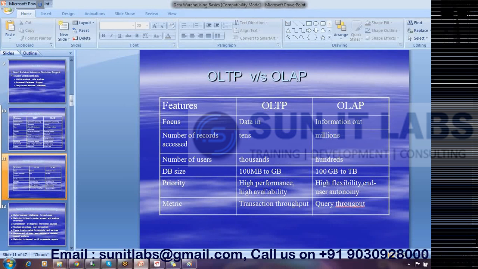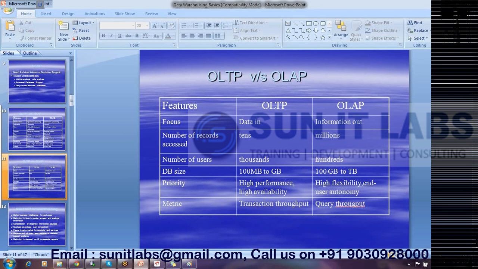When it comes to the OLTP, the number of records present in the OLTP system will be very few because it doesn't store the historical data. Whereas your OLAP system stores the historical data, that's why you'll have millions and millions of records.